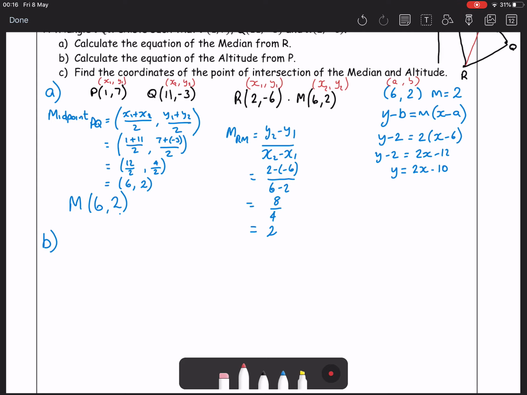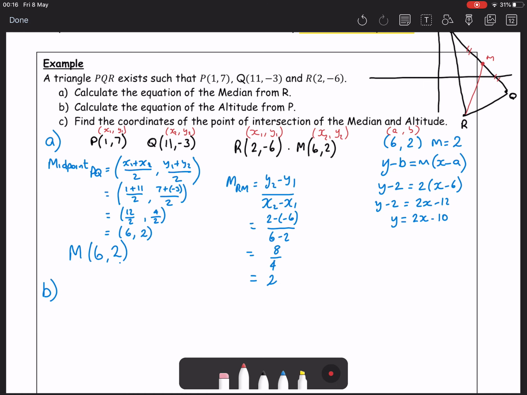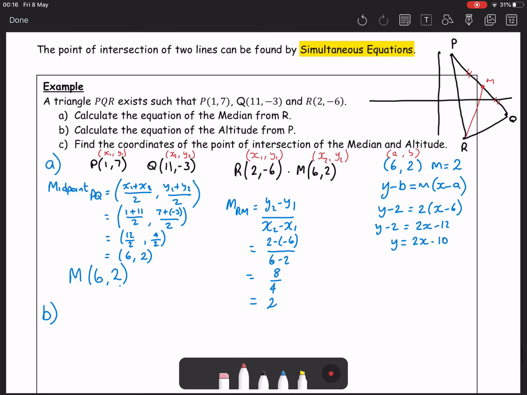In part B, let's go back up to our diagram. Calculate the equation of the altitude from P. Thinking back to the definition of an altitude, the altitude from P will go directly down and meet the opposite side, in this case RQ, at right angles.